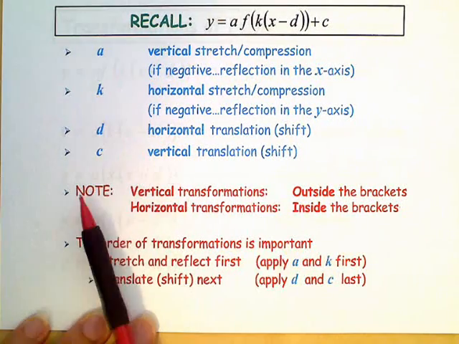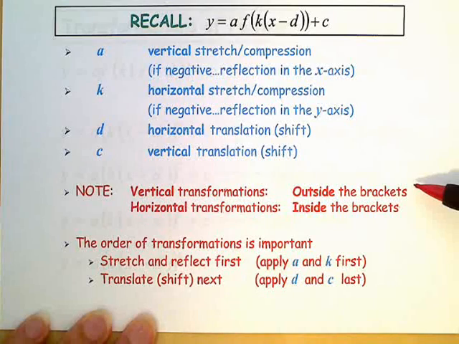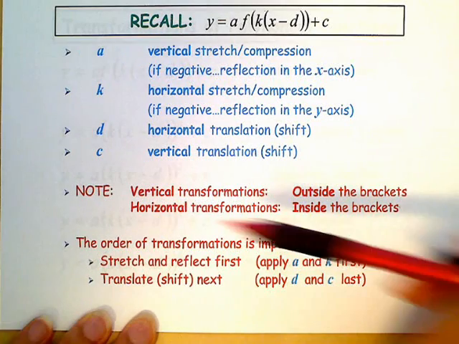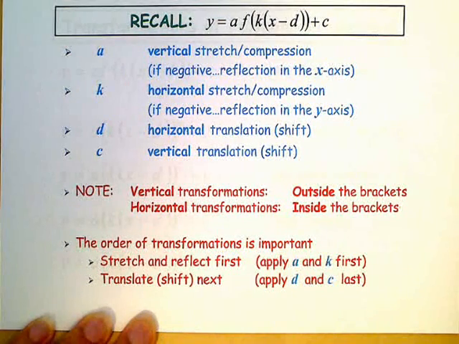Note also the difference between vertical transformations and horizontal transformations. When you're looking at vertical transformations, the values are always written outside the brackets. And when you're looking at horizontal transformations, the values are always written inside the brackets. The order of your transformations is important. You want to make sure you stretch and reflect first, so apply any of the values that require you to multiply first, and then do the translations next, so that's the values that need you to add or subtract.